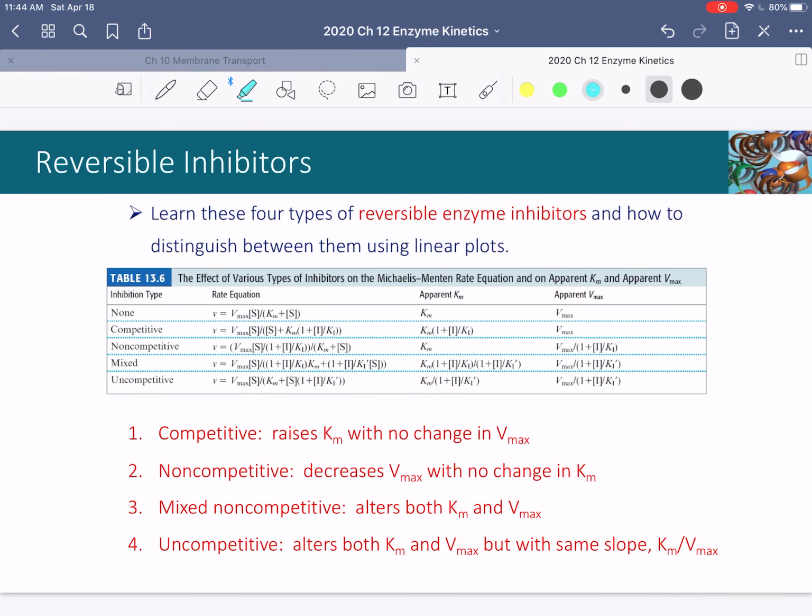So that's our example of irreversible inhibition. Now for the rest of the inhibition section of chapter 12, we're going to be focusing on reversible enzyme inhibitors. And reversible inhibition can be distinguished from irreversible inhibition using dialysis. Remember dialysis all the way back in chapter 2? We use dialysis in chapter 5 also to remove small molecules like salt during protein purification.